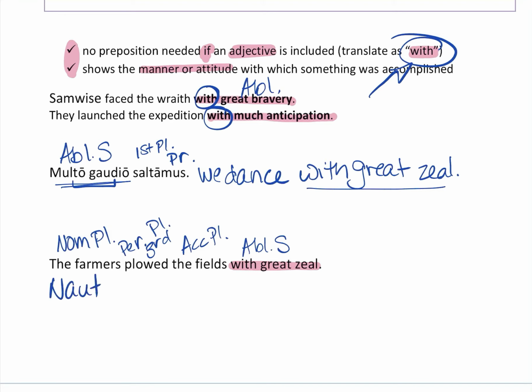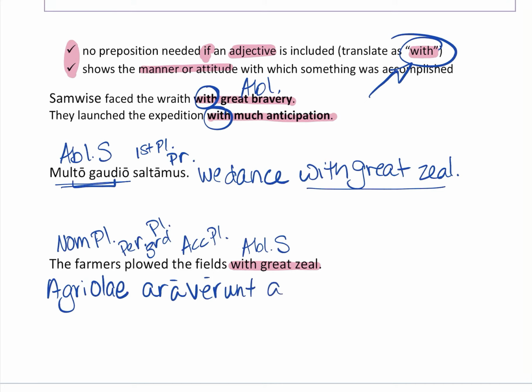Okay, the farmers, nautai. What did they do? They wounded. Long verb here, vulneraverunt. Wounded. Sorry, they didn't wound the fields. They plowed the fields. And I'm doing farmers. I'm looking at the wrong one. Sorry about that. Agricolae. They plowed. Let's not wound the fields.